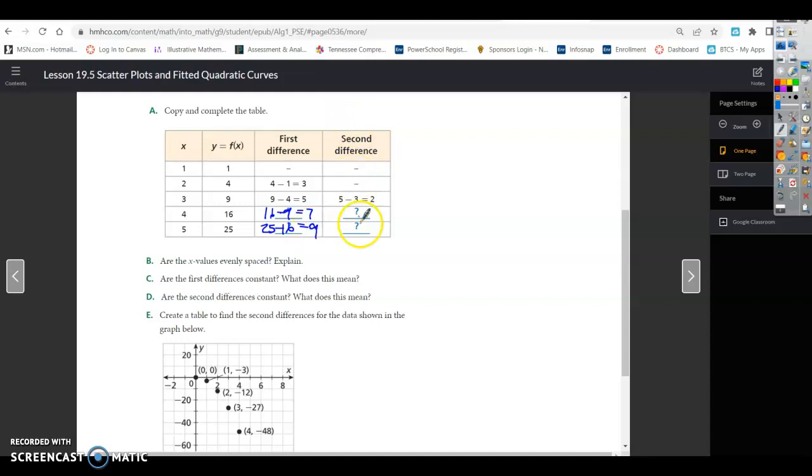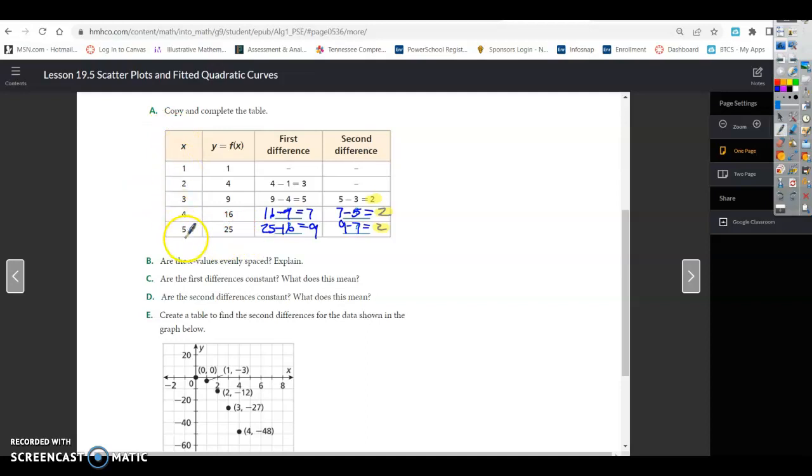Then we find the second difference by doing the same thing except with the previous column. You can see 5 minus 3 equals 2. So we're going to do 7 minus 5, and 7 minus 5 equals 2. And 9 minus 7 equals 2 as well. You can see that these end up being the same. That tells us, because this occurred during the second difference, that this represents a quadratic model.